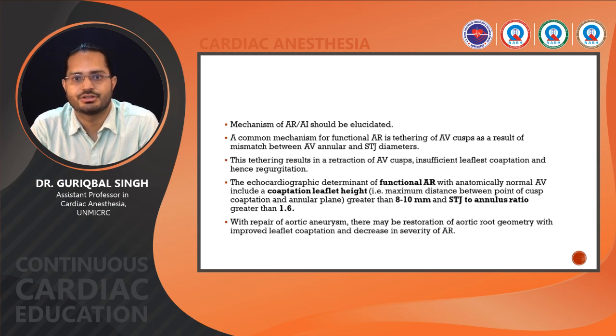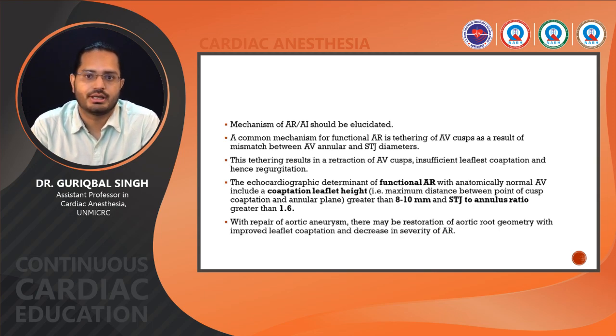A common mechanism for functional AR is tethering of the AV cusp as a result of mismatch between aortic valve annulus and STJ diameters. This tethering results in a retraction of the aortic valve cusp, insufficient leaflet coaptation and hence regurgitation. The echocardiographic determinants of functional AR with an anatomically normal aortic valve include a coaptation leaflet height, that is the maximum distance between the point of coaptation and the annular plane, if it is greater than 8 to 10 mm, and STJ to annulus ratio greater than 1.6. So that is the criteria for functional AR.